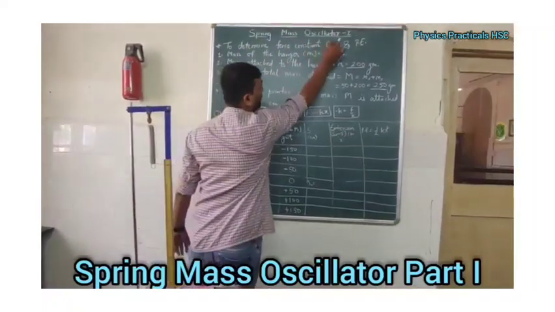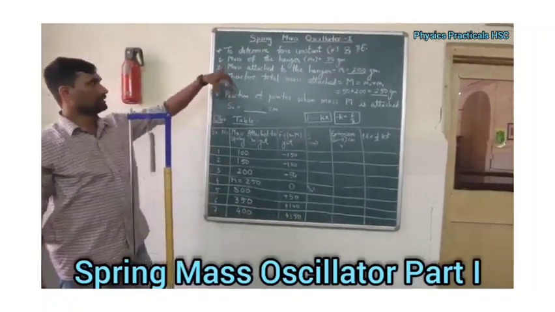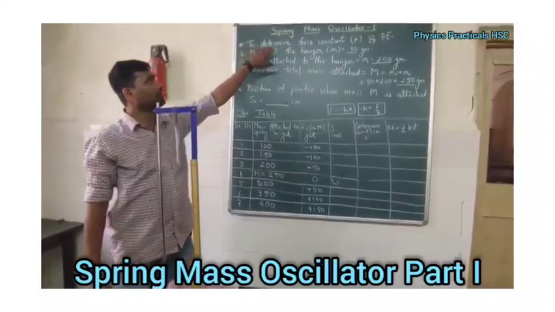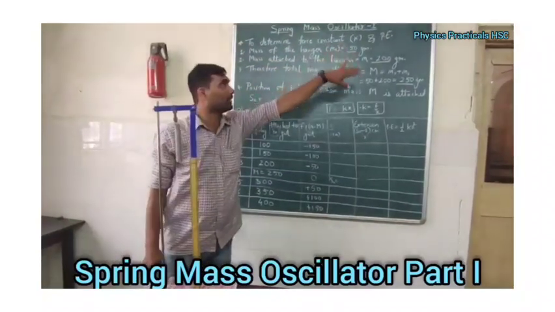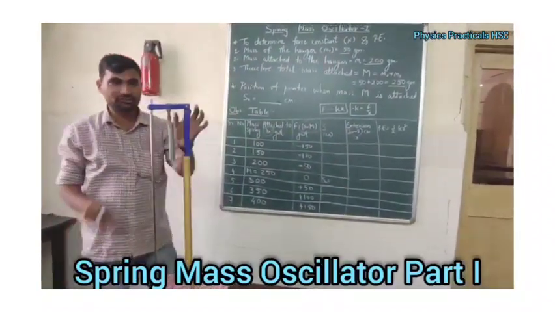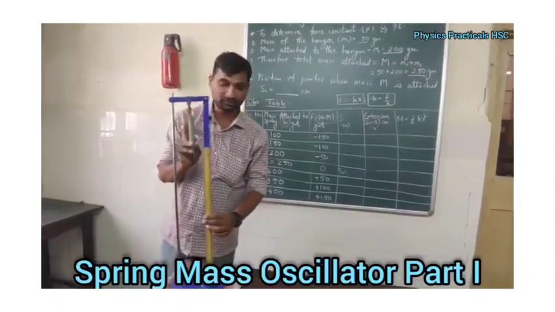Spring mass oscillator, part 1. This is an experiment to determine the force constant K and the potential energy of the spring mass oscillator. This is a spring mass oscillator. This is a spring.